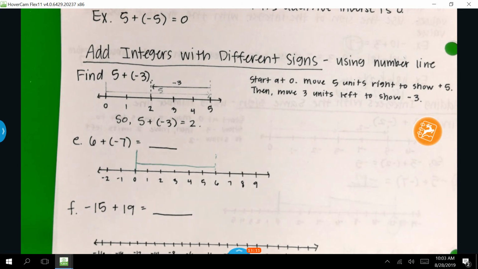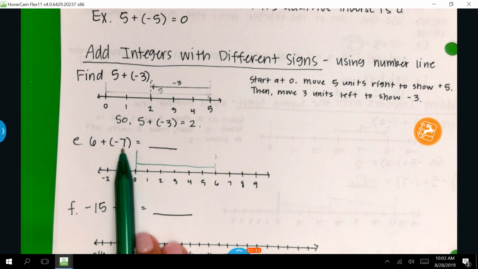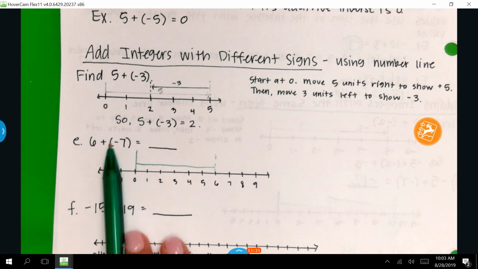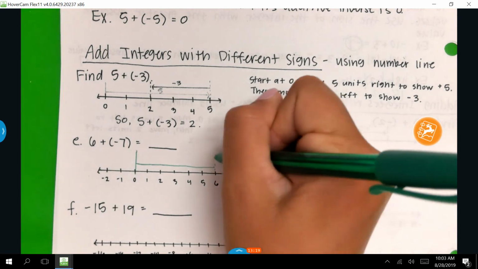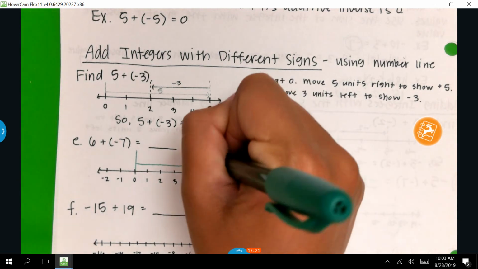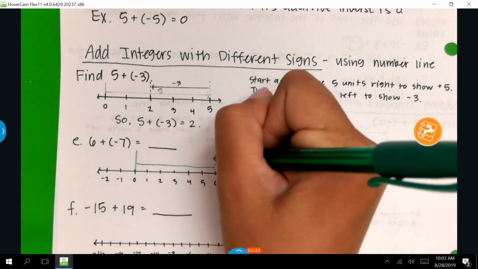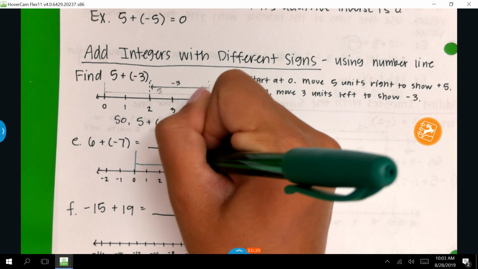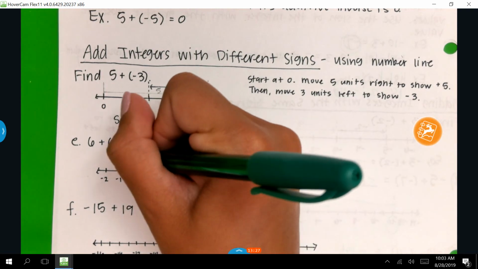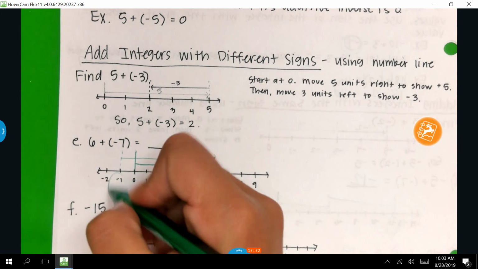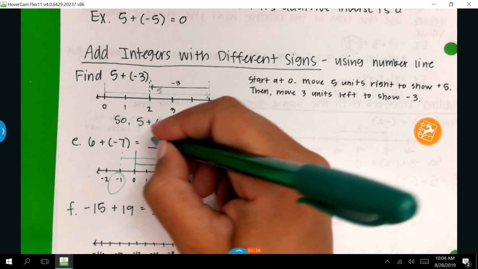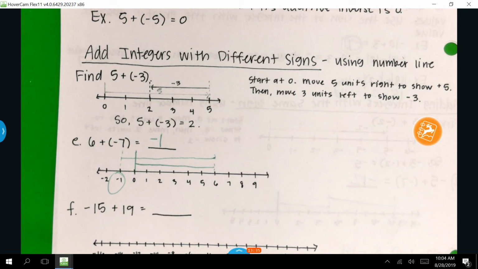And then I'm adding negative 7 to that. So what direction would be negative? Left. So that means from my positive 6, I'm going back to the left 7 spaces. So I know all the way to 0 would be 6. One more would be 7. Wherever you end, that's the answer. So negative 1.